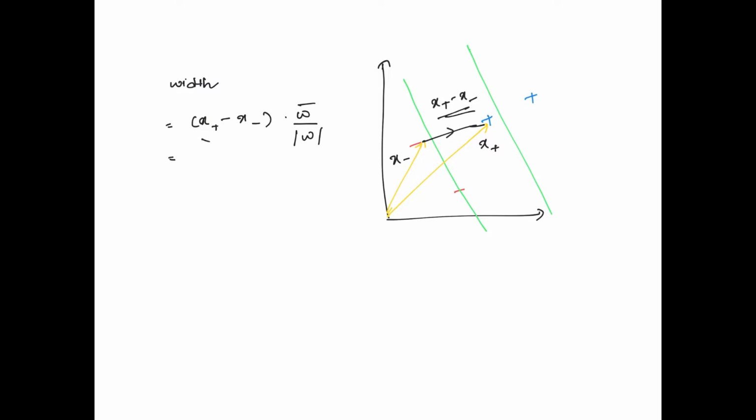Then what is this value here? From equations 1 and 2, we can say that this value is 1 minus b, and this is 1 plus b. So this is a plus. How do we actually get to that?